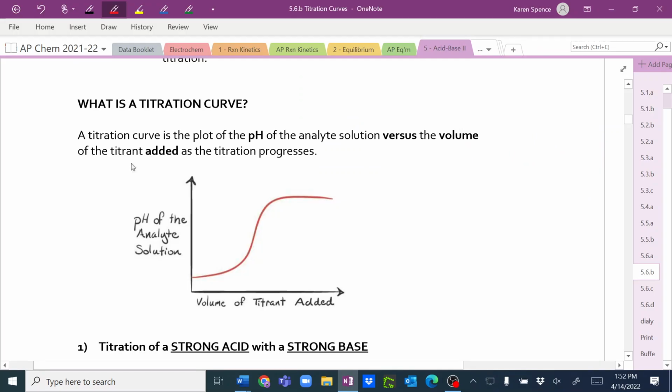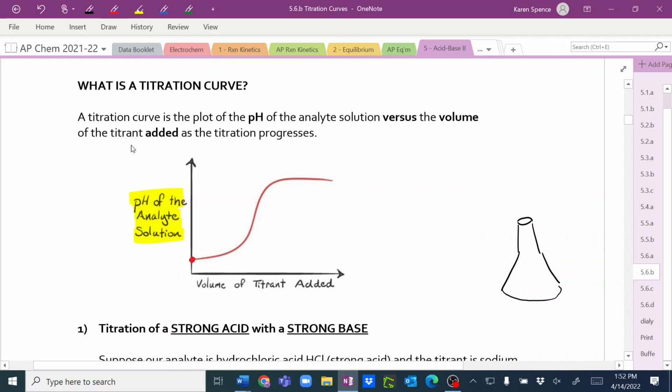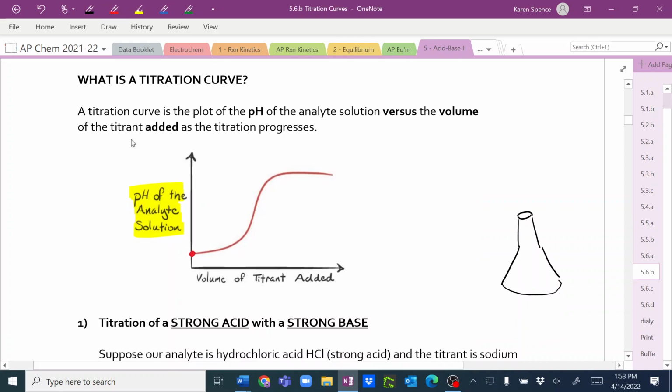Okay, so a titration curve, remember we have a pH meter, we've stuck it into our solution, and this is on our y-axis, the pH of the analyte solution. And remember, where does the analyte go? It goes in the flask, yes? So what kind of a substance do we have in our flask if this down here is our initial pH? Yeah, so we've got an acid in here.